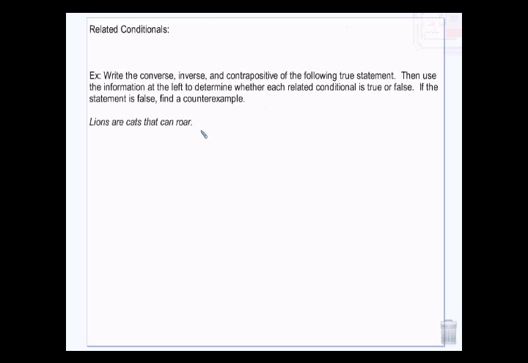We can write related conditionals. Okay. So lions are cats that can roar. We're going to put that into a conditional statement. Okay. So our conditional is P implies Q.